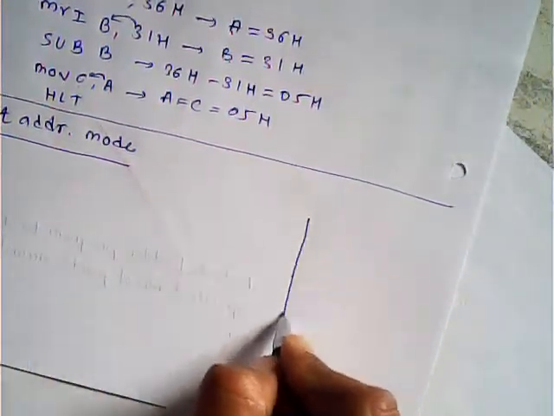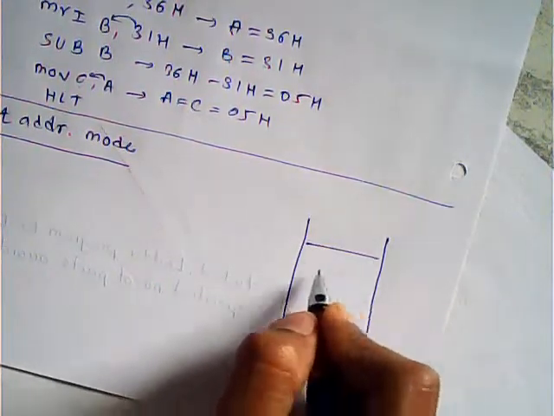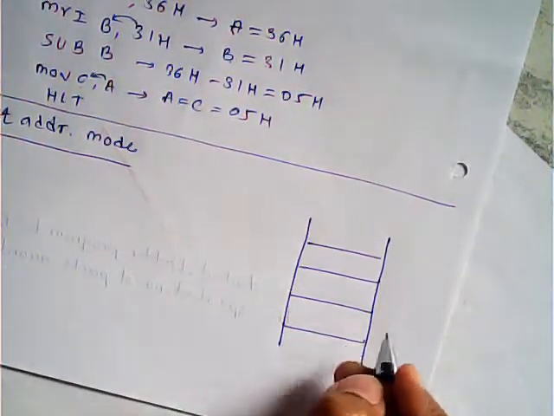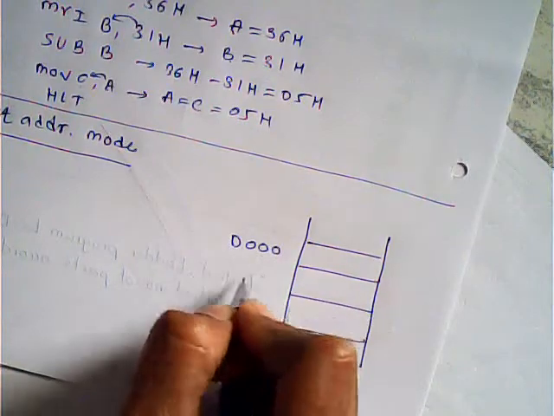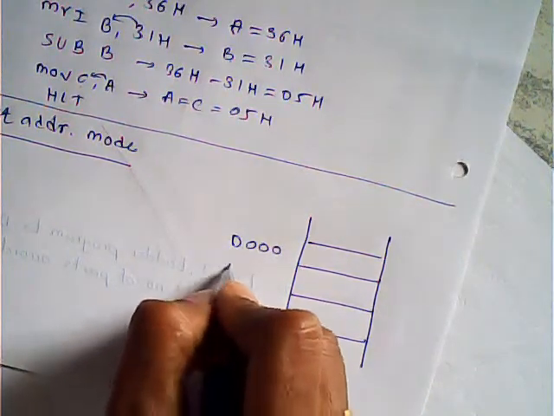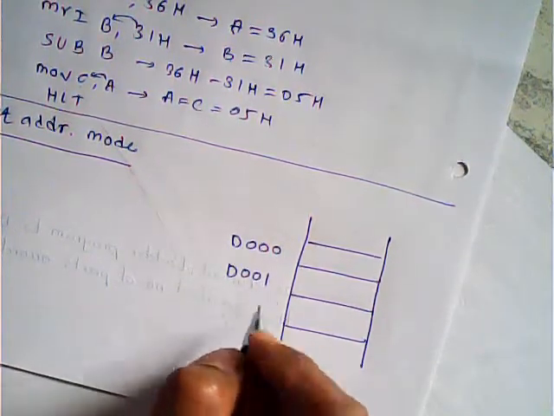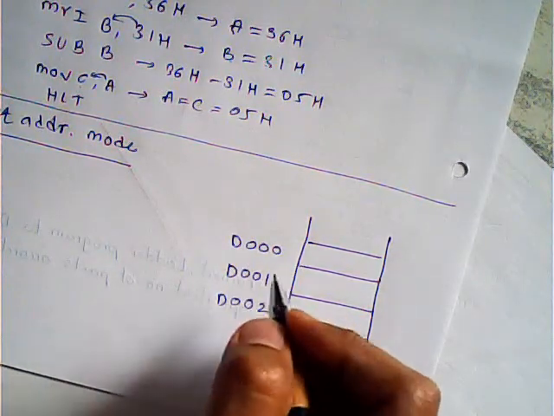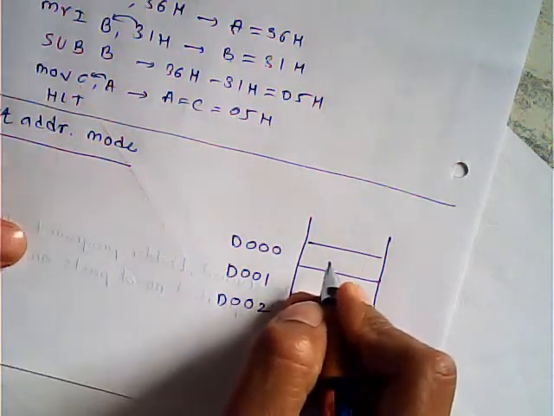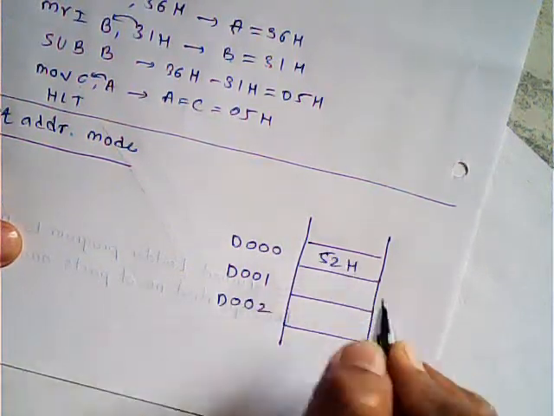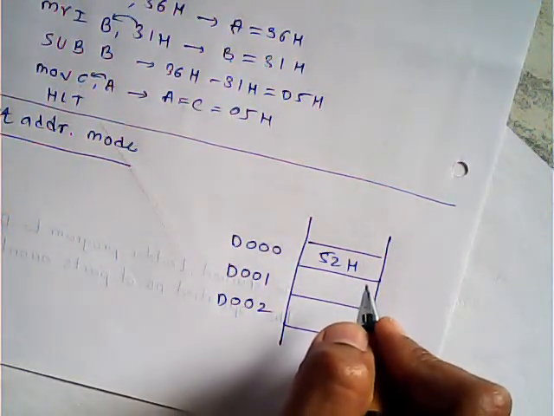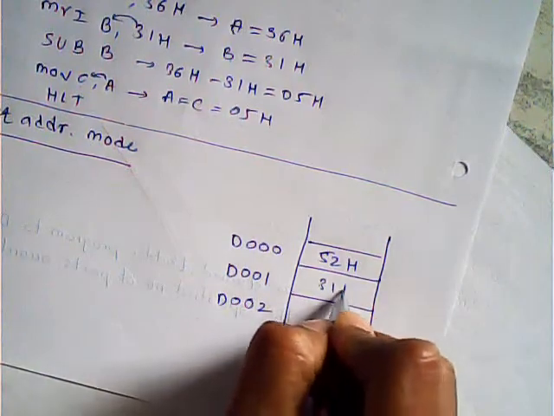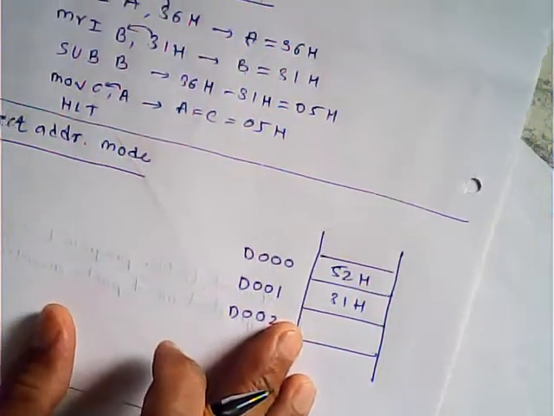the two numbers are available in the memory, and the memory locations are from D000 to D002. The two numbers are like this: number 1 is 52x and number 2 is 31x.